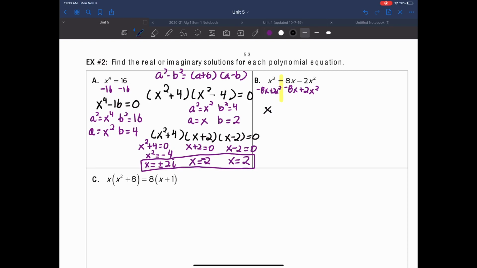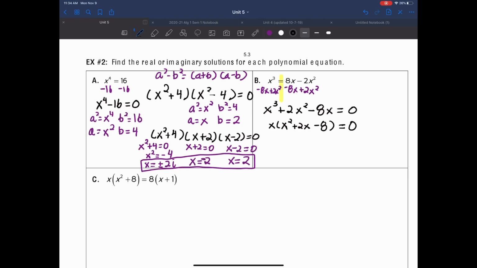So this is going to give me x cubed plus 2x squared minus 8x is equal to 0. Now the next thing we can do is factor out a GCF, because all 3 of these terms have something in common, and it is an x value. So I'm going to pull an x out of this because my lowest degree is 1. So x times: x cubed divided by x is x squared, 2x squared divided by x is plus 2x, negative 8x divided by x is negative 8, and that is equal to 0.